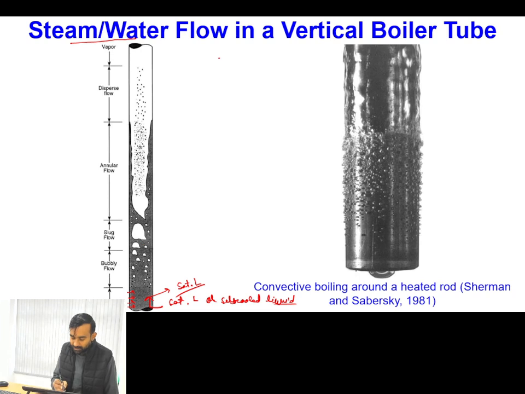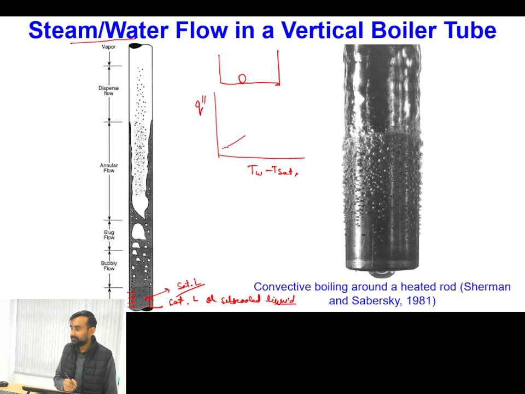Okay, so whenever we talk about pool boiling, what happens? Here we see formation of bubbles. Okay, and whenever I draw the pool boiling curve, Q double dash versus T wall minus T saturation, then initially which regime do we observe? This is our natural convection. Okay. And after that which regime do we observe? Nucleate boiling.